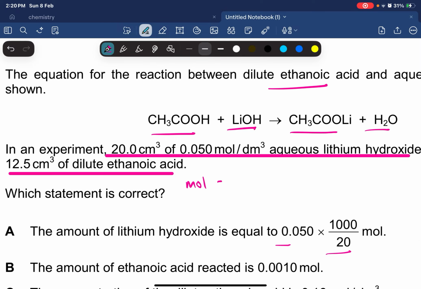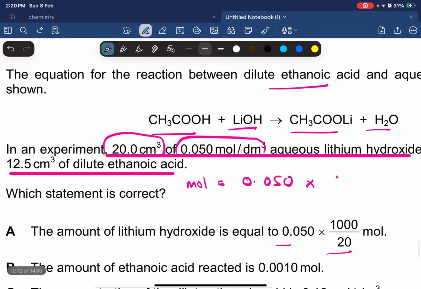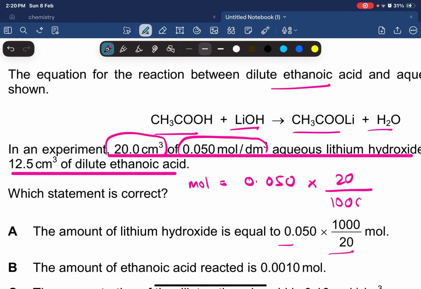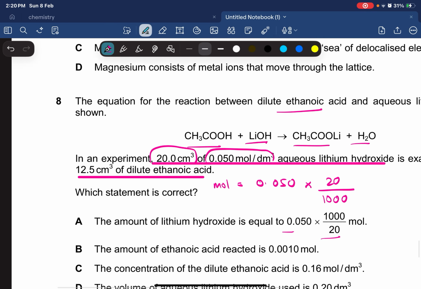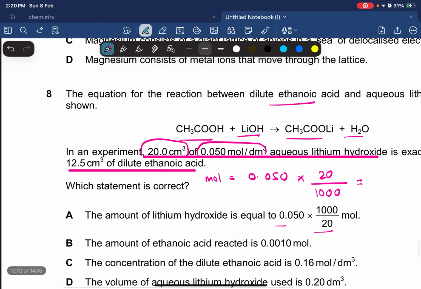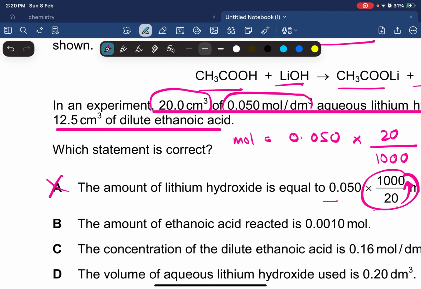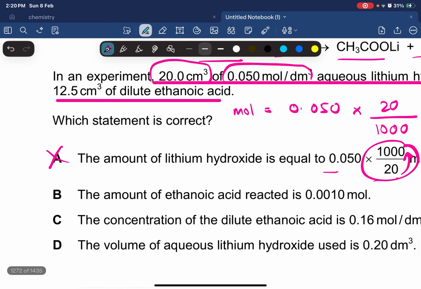Moles equals concentration, which is 0.050, multiplied by volume, which is 20. Since it's in cm cubed, we have to convert the volume to dm cubed by dividing by 1000. So that's the amount of moles. Over here it's inverted. It's written the opposite: 20 should be in the numerator and 1000 in the denominator, so cross. The amount of ethanoic acid reacted is this.